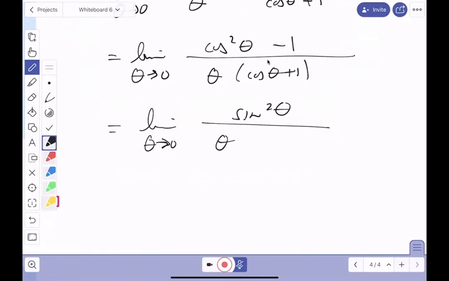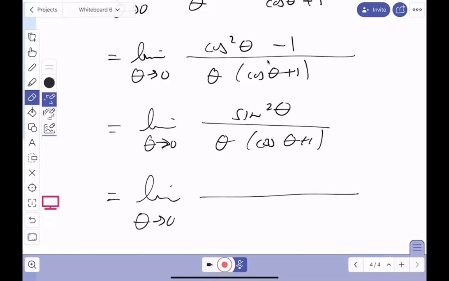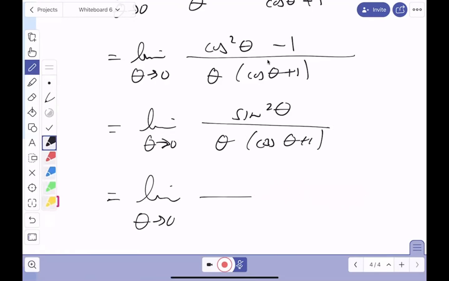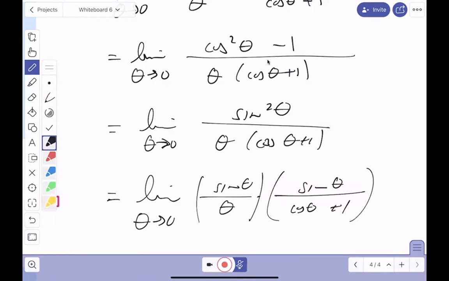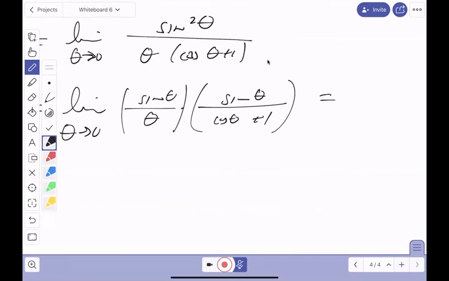I still have trouble. Cosine theta plus 1. I'm going to keep rewriting it. Limit as theta goes to 0. Oh boy, I went too far there. Sine theta over theta times sine theta over cosine theta plus 1. This is the first case where I'm actually able to do the limit. And why is that? Well, this guy's limit is 1. What's this guy's limit? Well, it's going to be 0 over 1, which is 0. What's 1 times 0? It's 0, as they said it was. I'm sorry about that. It's 0.